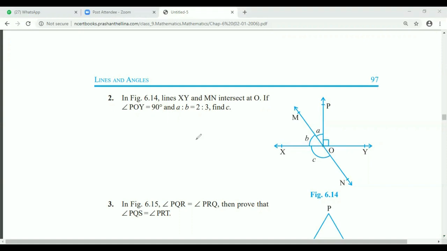Angle C is actually the vertically opposite angle of angle MOY. You can see this angle MOY here. MOY means this angle. Angle MOY and the angle marked as C, which is angle XON, are vertically opposite. So for finding the value of C, you can find the value of its vertically opposite angle. The vertically opposite angle is the sum of angle A plus angle POY. Among these two, angle POY is given as 90 degrees. So you have to find A only. Then you can add it to 90 and you will get the value of C.